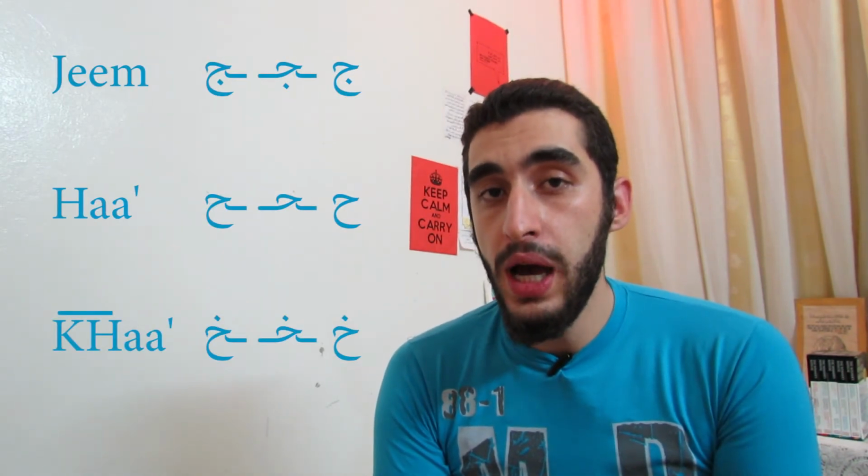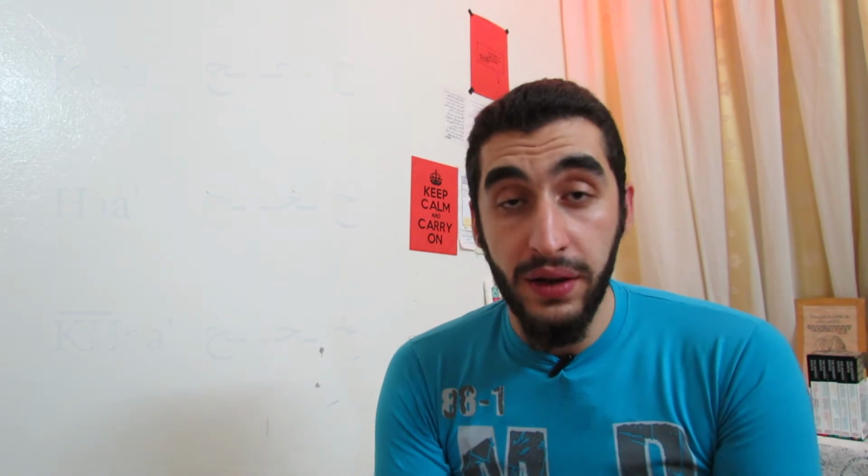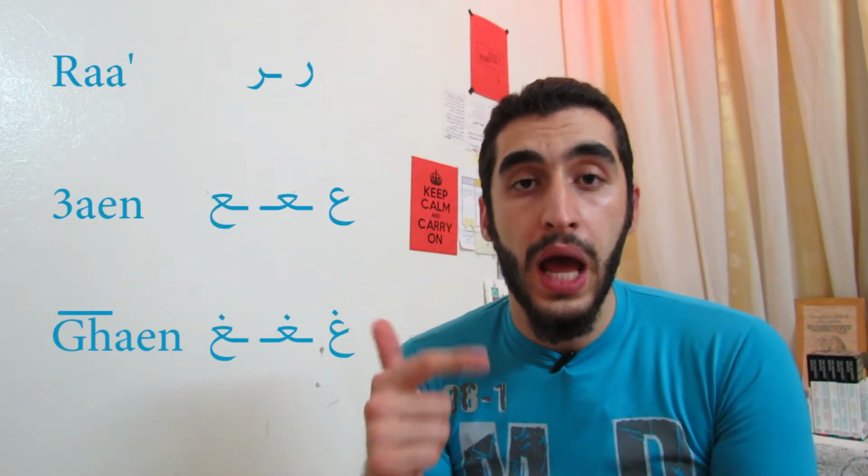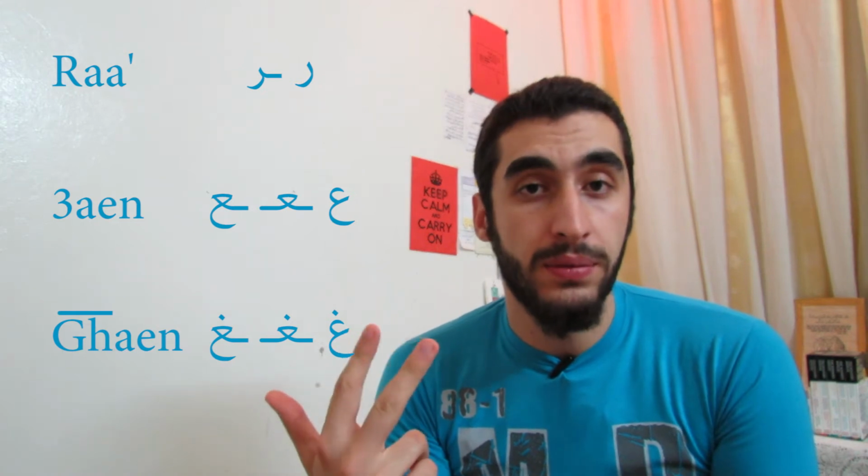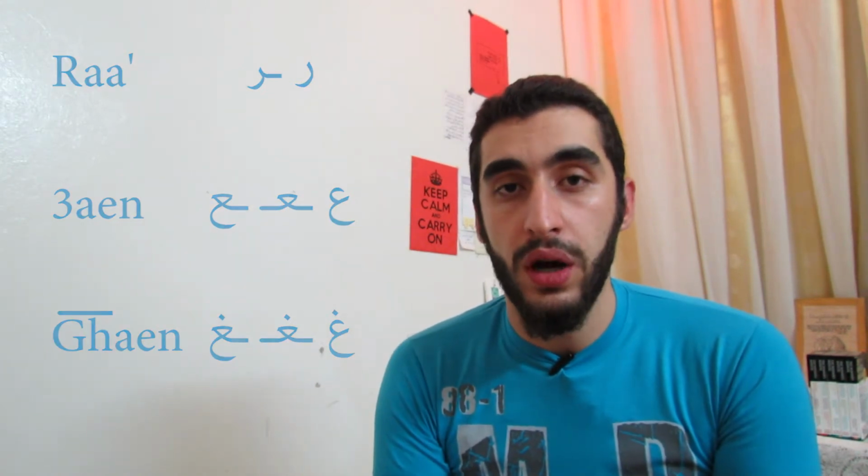Marhaba. In the previous episode in the pronunciation playlist, we talked about Jim, Ha, and Kha. And in this episode, we will learn how to perfectly pronounce another group of letters. In this episode, we will talk about Ra, Ain, and Ghain. And we will start with Ra.